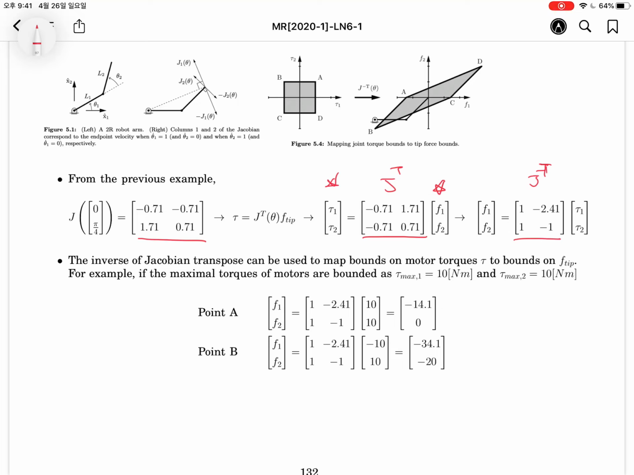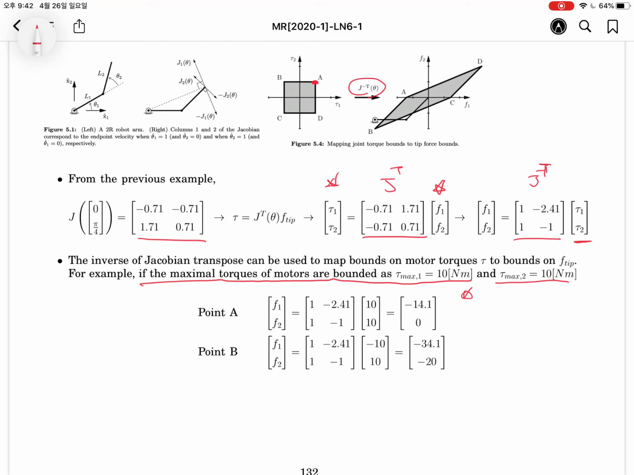Okay, here we know the electric motor has some torque limit. Suppose the maximal torque of the motor is bounded as 10 Newton meter. It's not reasonable, because many electric motors installed in a manipulator have 100 Newton meter. That's normal. Yeah, this is very small. Anyway, the 10 Newton meter is applied to here.